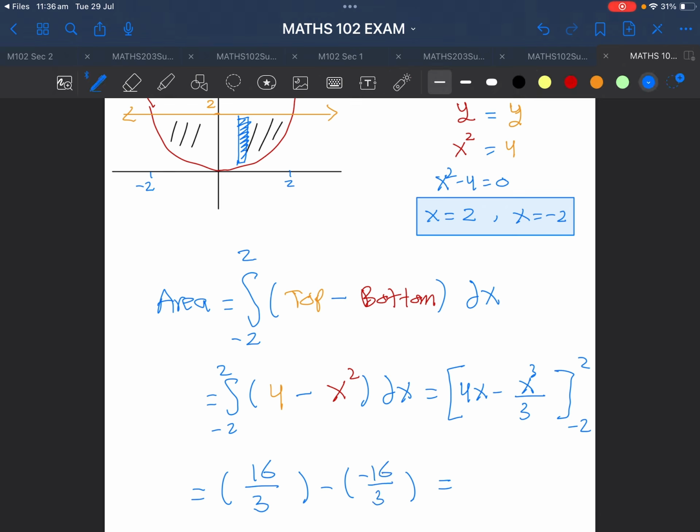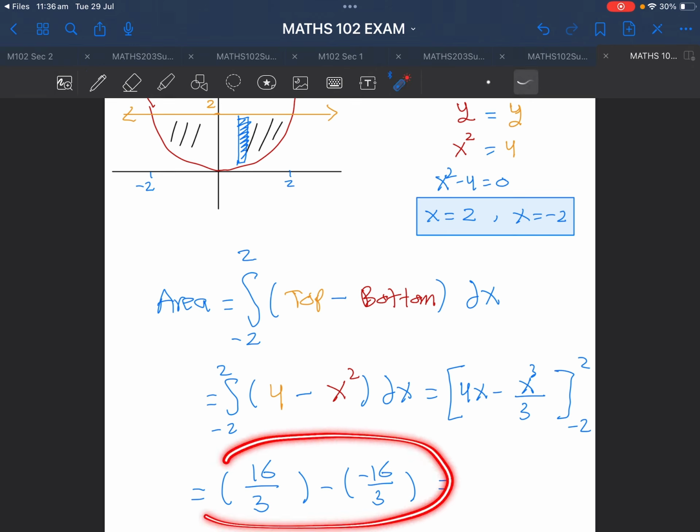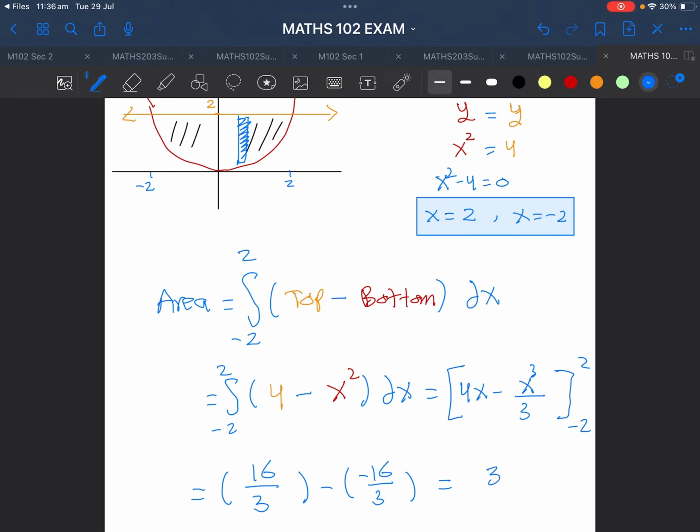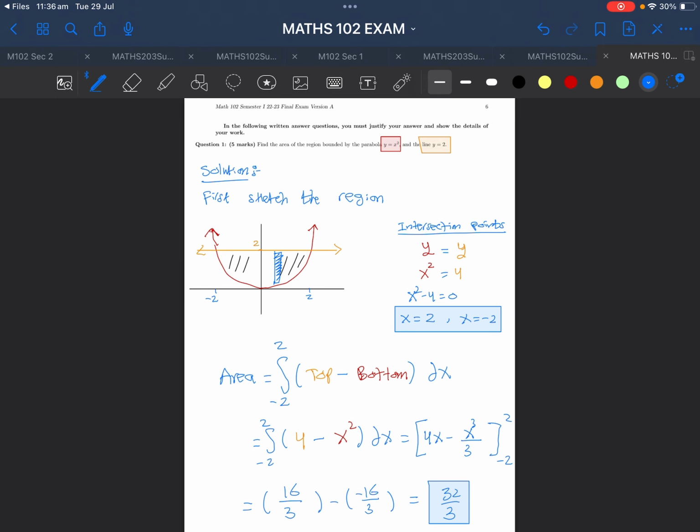Okay. Finally, just write in the calculator 16 over 3 minus -16 over 3. That means 16 will be just multiply, so we get 32 over 3. And that's the answer for the first question. And that's how we find the area.